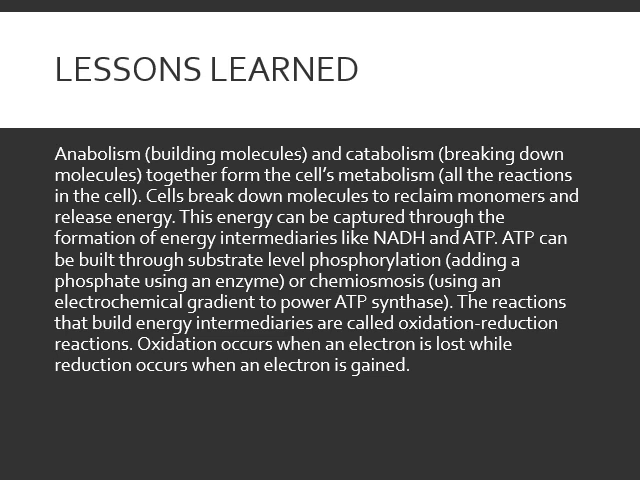Now, ATP is going to be the big important energy intermediary we talk about through this course. ATP can be built through substrate-level phosphorylation, so that's using an enzyme to mechanically attach a phosphate to an ADP, or through chemiosmosis. And chemiosmosis is special. We'll see a lot more about that coming up. That's where you're going to use an electrochemical gradient to power a protein complex called ATP synthase to literally spin in circles, take ADP and a phosphate, and put them together.